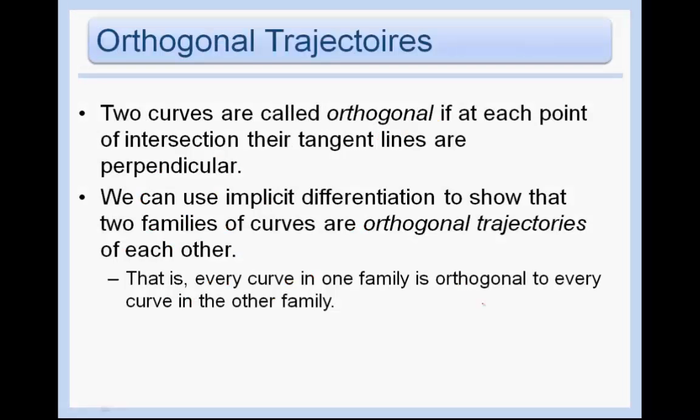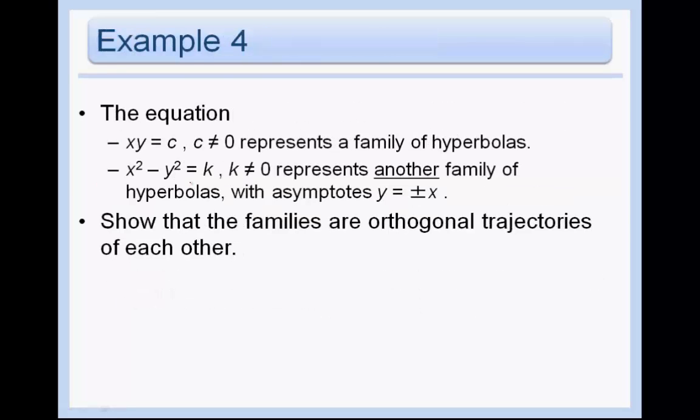This is a piece of vocab that you need to know, orthogonal trajectories. Two curves are called orthogonal if at each point of intersection their tangent lines are perpendicular. So again, we're talking about perpendicular tangent lines. So we're going to do an example. The equation xy equals c represents a family of hyperbolas, and then x squared minus y squared equals k is another family of hyperbolas with asymptotes at plus or minus x, and we want to show that these families are orthogonal trajectories of one another.